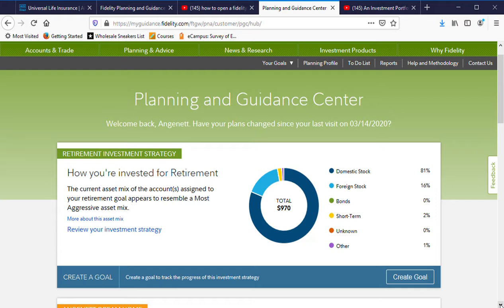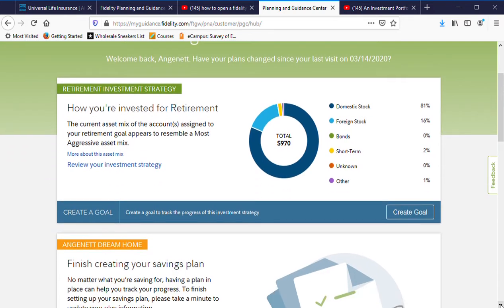Now, this is my investment strategy. Once you create an account with Fidelity, you will be able to create a goal and an investment strategy, so how you're invested for retirement, which means you choose how you want to invest. Now, this is what we call an asset mix.